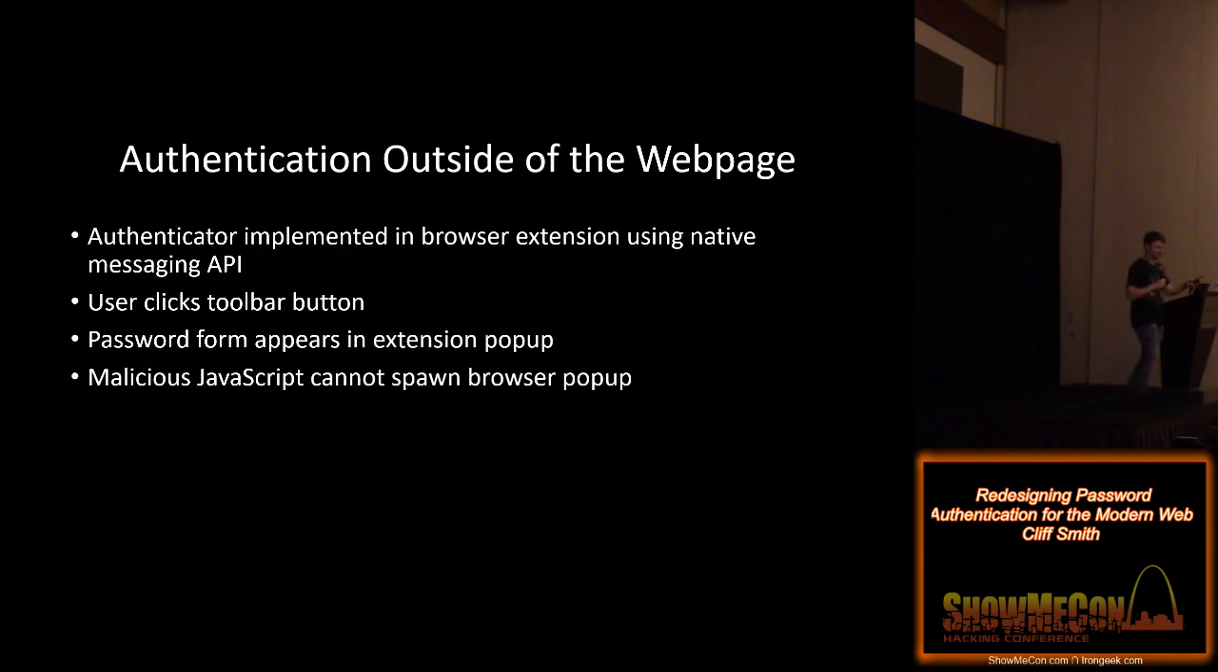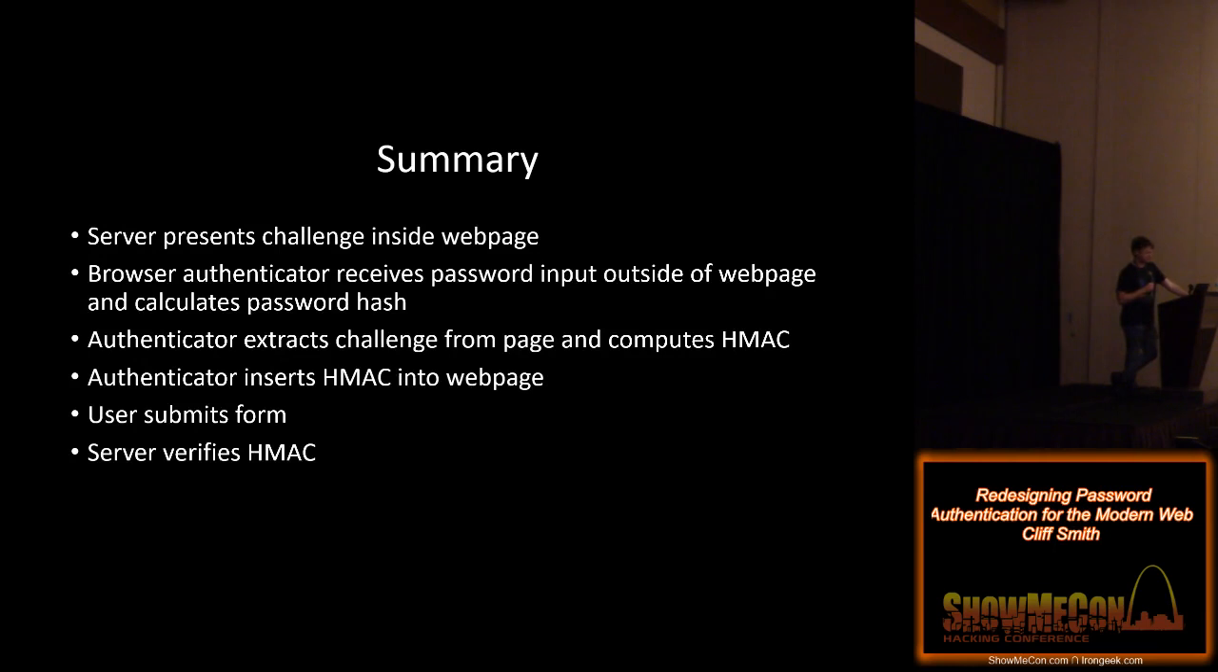And if we have time and people, for some sick reason, are actually interested, we'll look at the code. But it's not a great feeling to implement the crypto in JavaScript. You know, we'd much rather implement it in native code. Fortunately, the Web Extensions API lets us load a piece of native software on a client's computer and communicate with it in messages. Those messages exist completely outside the DOM. So the user will click a toolbar button, a password form will appear in an extension pop-up, and malicious JavaScript cannot spawn it.